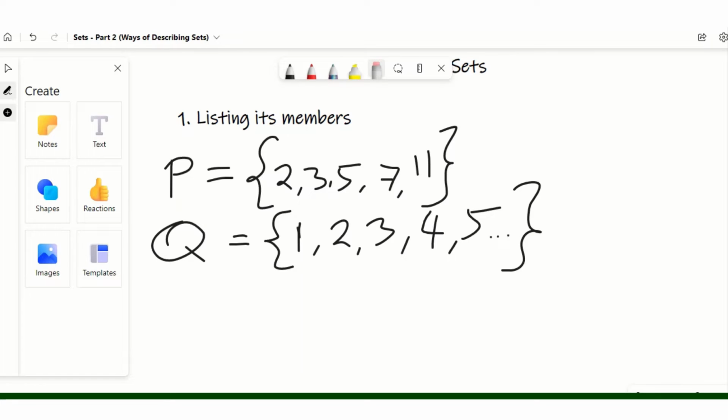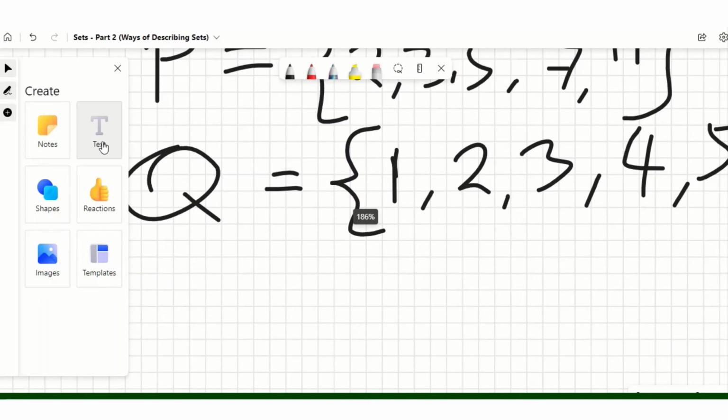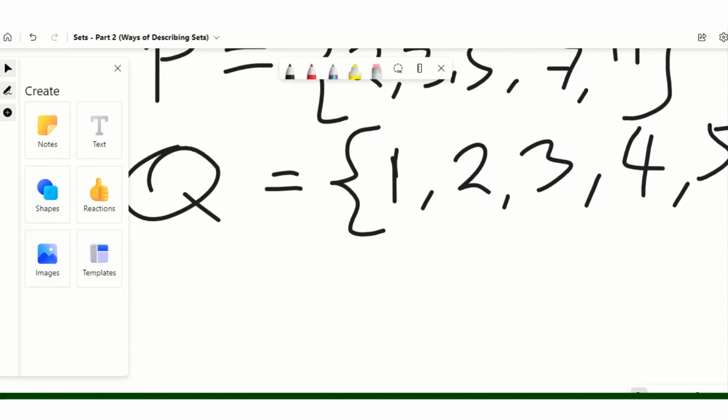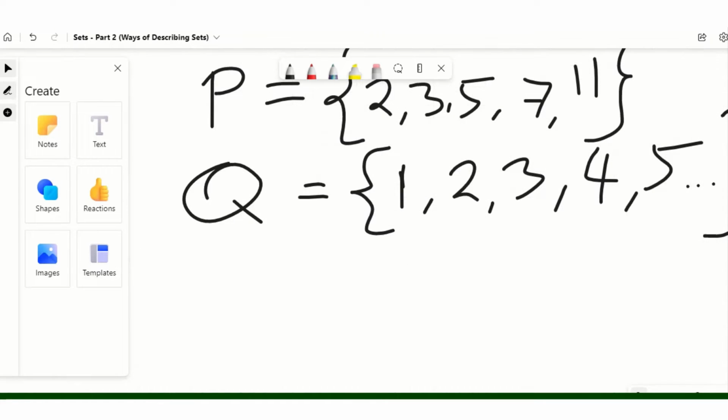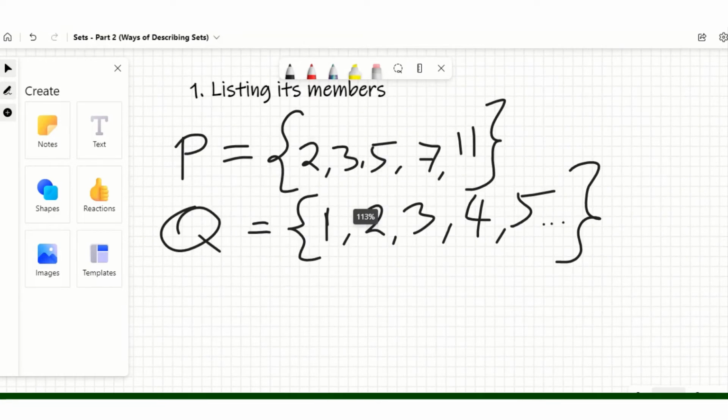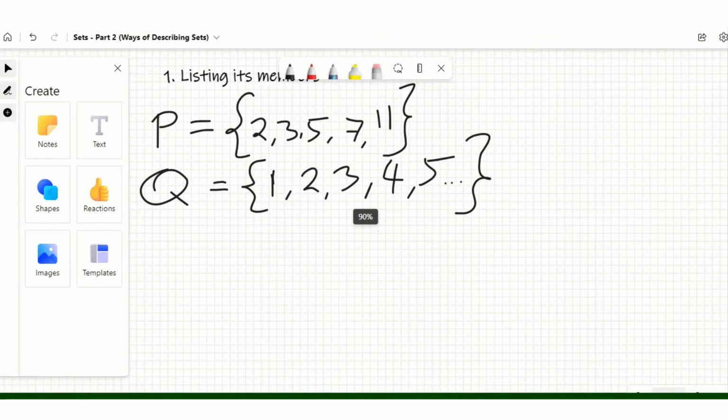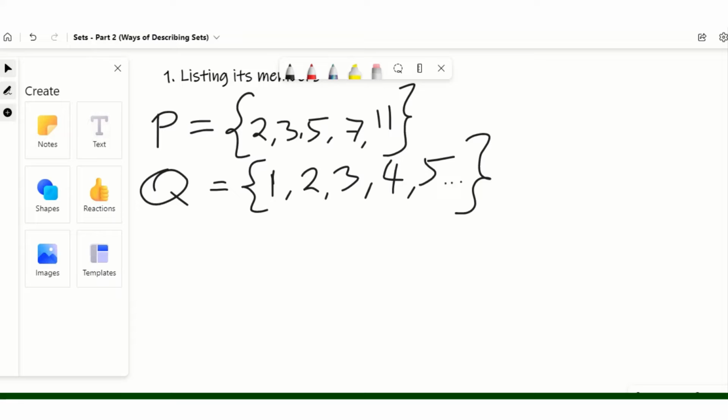The second way we can describe a set is by giving a word description of its members or defining a property of that set. Let's write it down.